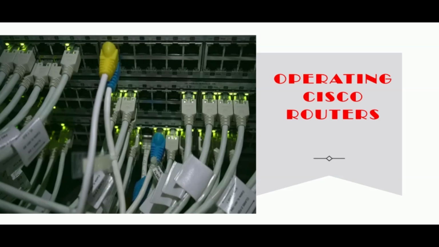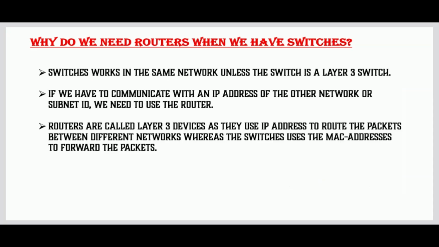Today, we will learn about operating routers and static routes configuration. Why do we need routers when we have switches? Switches work in the same network unless the switch is a layer 3 switch. If we have to communicate with an IP address of the other network or subnet ID, we need to use the router. Routers are called layer 3 devices as they use IP addresses to route the packets between different networks, whereas the switches use the MAC addresses to forward the packets.